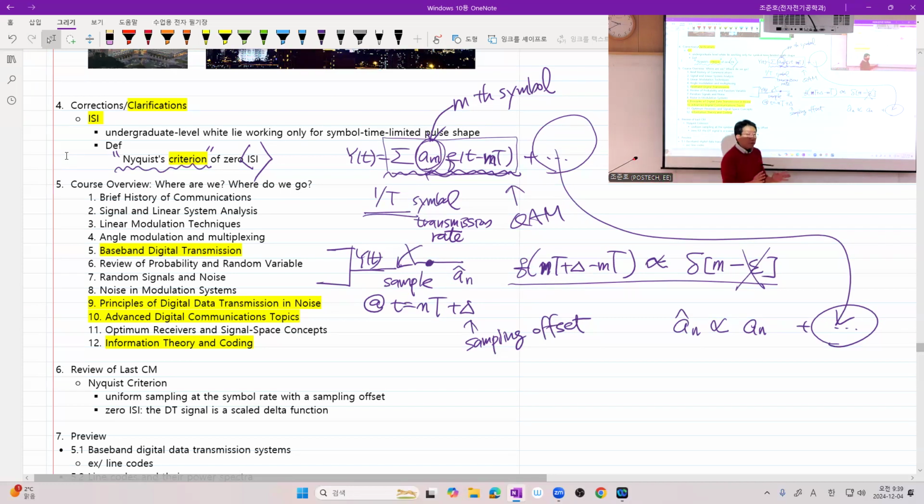There could be many different definitions of ISI. But one of the most famous definitions is made by Nyquist. And that definition relies on uniform sampling of some received signal itself, or received signal processed by some preprocessor. And at the output of the sampler, if there is no other symbol effect, then you say Nyquist's zero ISI criterion is met. Right?